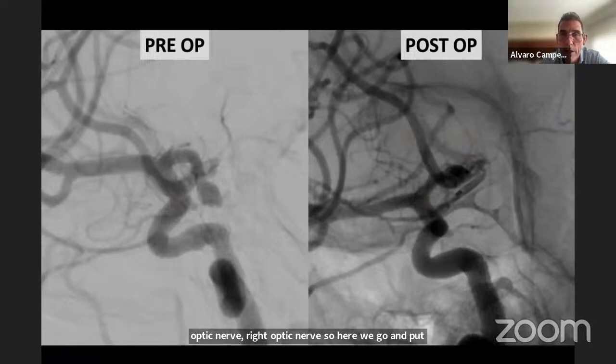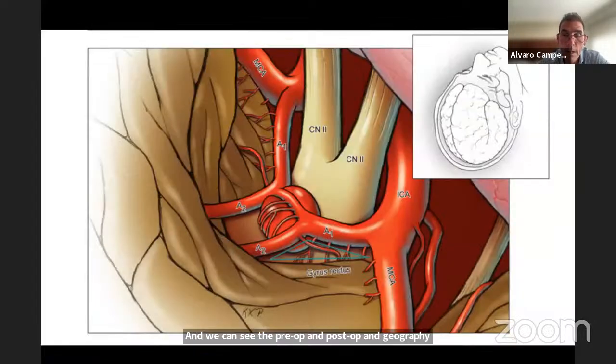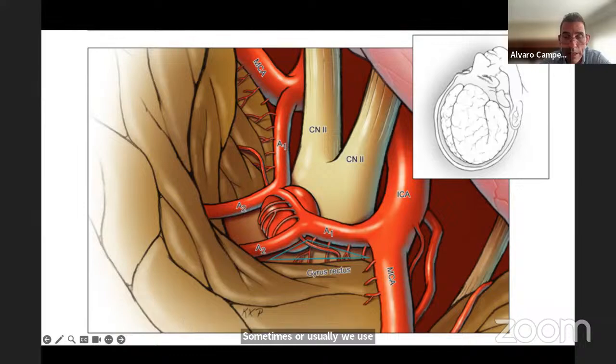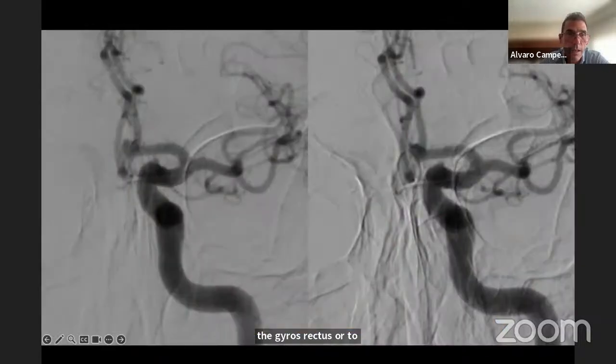And we can see the pre-op and post-op angiography. But for the posterior projection of the aneurysm, usually we use the junctional triangle between A1 and A2. Sometimes we have to push up the gyrus rectus or remove part of the gyrus rectus. And we can see another aneurysm with the posterior projection.